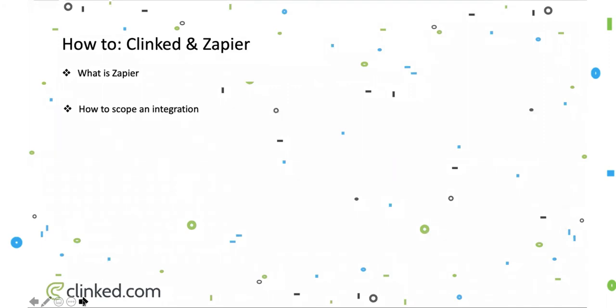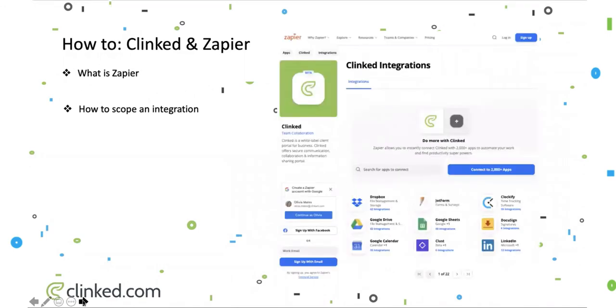With that, how to scope an integration. When you get onto the website, it is all really just for scoping. It is all based upon the website. You're going to be doing a couple of things. This is a view of the Clinked integrations, and you can see here in the middle, we have Clinked. We have a link that we'll share around to everybody afterwards so that you can see what you can do with Clinked itself in Zapier.